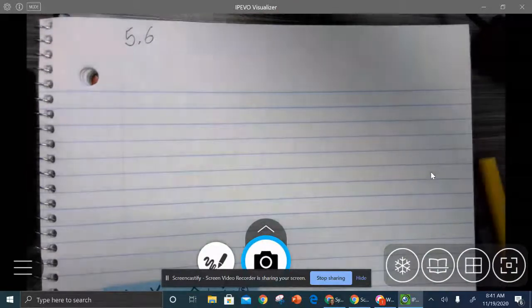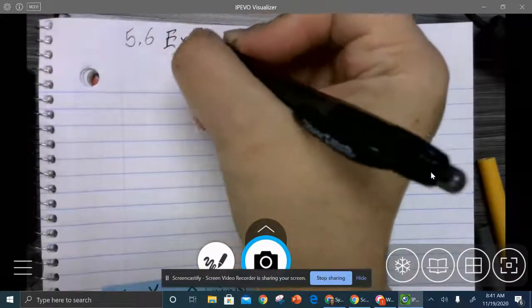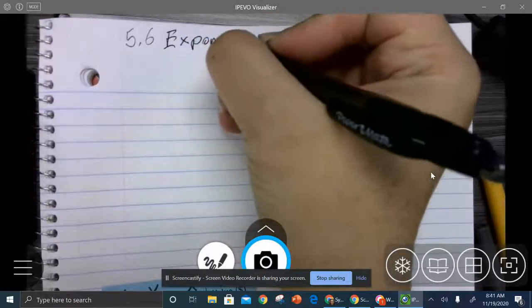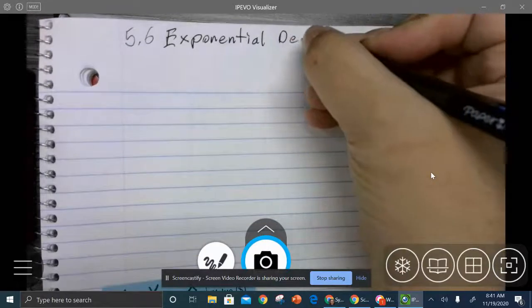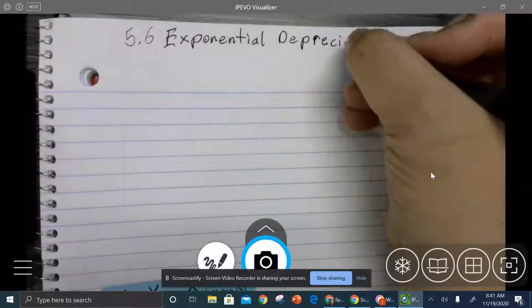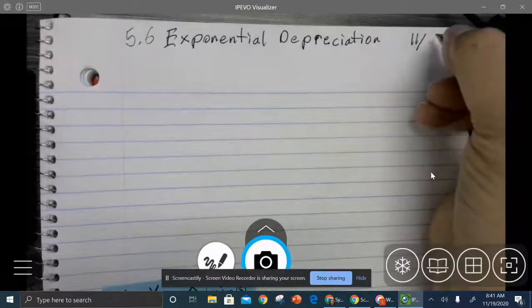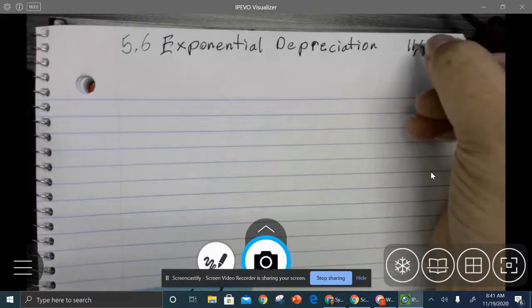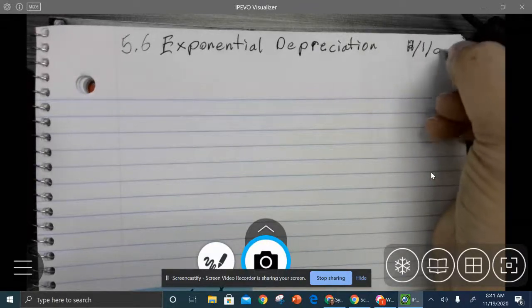We're going to work on 5.6, which is all about exponential depreciation. So when you buy an item, same with like when we talked about buying a washer and dryer, or buying a refrigerator, buying a car, it does exponential depreciation. So the depreciation, it goes down. This would be the first.